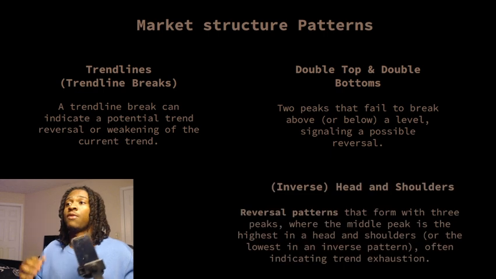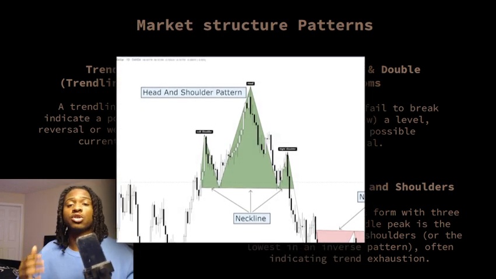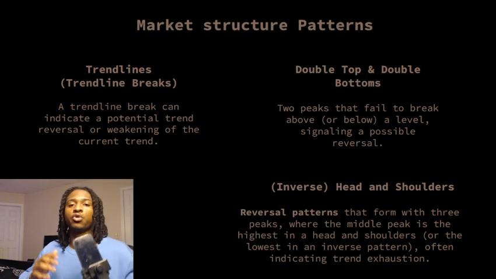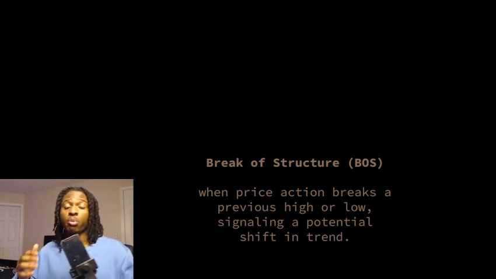Then after that, you have your inverse head and shoulders or your regular head and shoulders, reversal patterns that form with three peaks where the middle peak is the highest in the head and shoulders or the lowest in the inverse head and shoulders, often indicating trend exhaustion. Now we have your break of structure, or your BOS, when price action breaks a previous high or previous low, indicating a potential shift in trend.